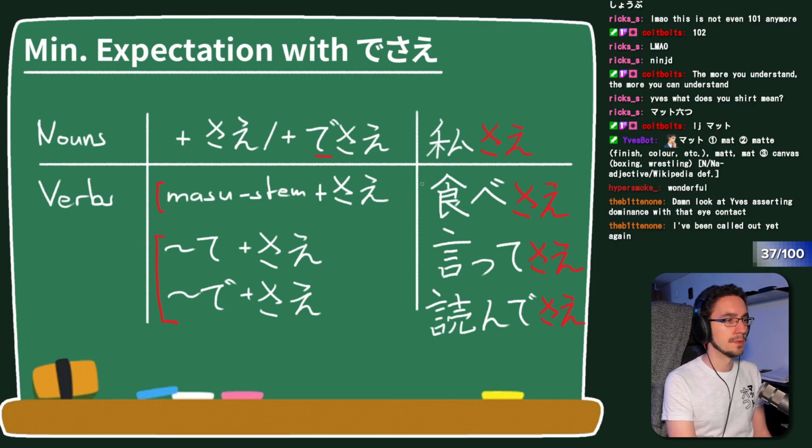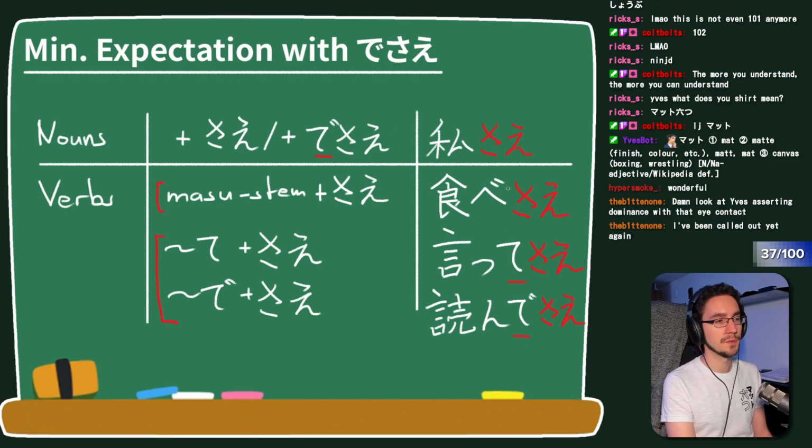All of our favorite verb, taberu. So taberu becomes tabe sae. You have a te form here, itte sae, and yomu becoming yonde sae. There you go. So those are your three different verbs here. This is an ichidan verb. We have a godan verb with iku, and we have another godan verb with yomu. These both conjugate either to te or de, like that.